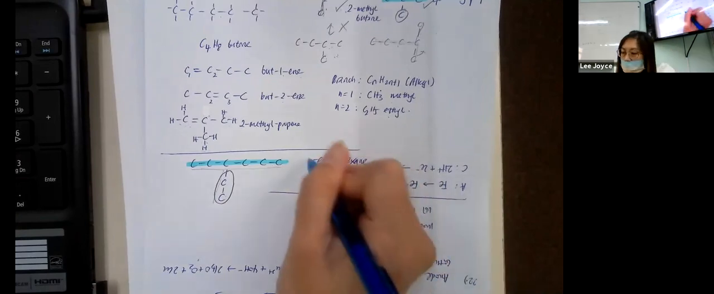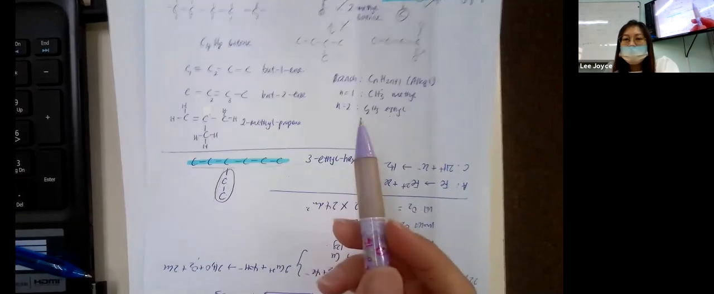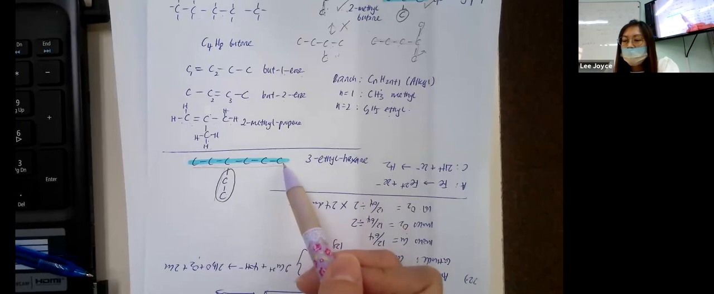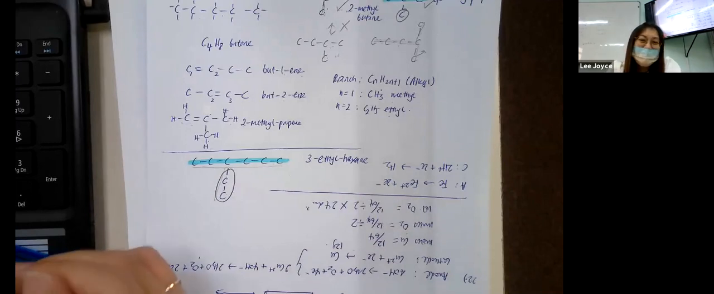Yeah, so it's 3-ethylhexane. Got it? When you give the position, you have to give the lowest number. Don't count the carbon from right to left, because from right to left it will be 4. 1, 2, 3, 4. Yeah, but there are situations whereby you have to count it from right to left. So you have to check.